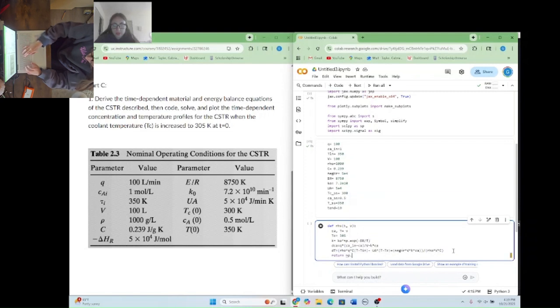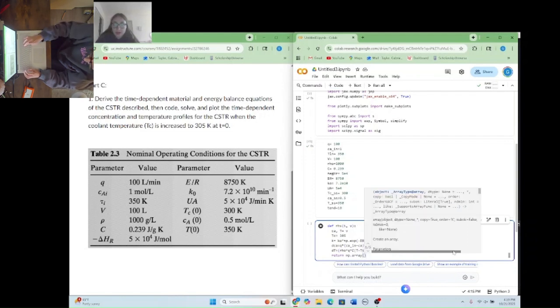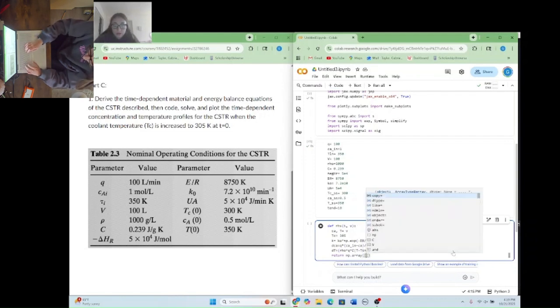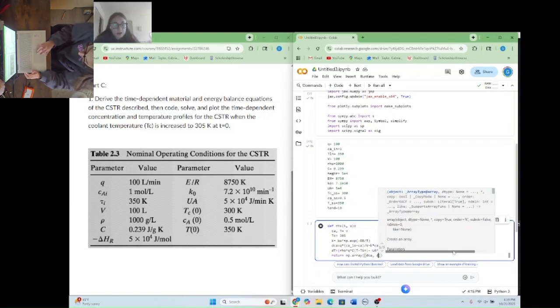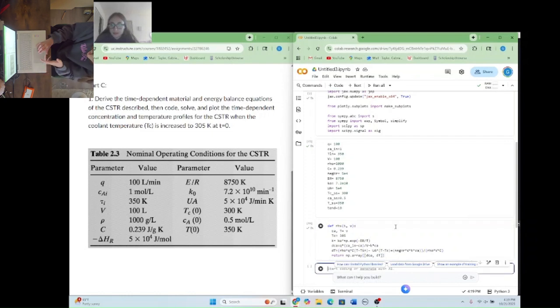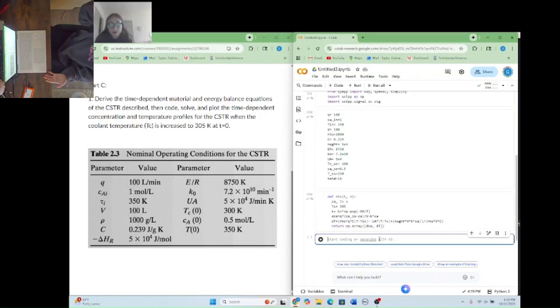We're returning an np.array, right? So we're returning an array, and in that array we want our concentration first, because we have our concentration in the first of the vectors, right? And then we want our dt. Okay, next thing that we're going to move on to.